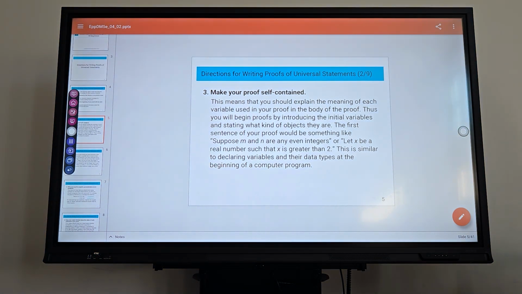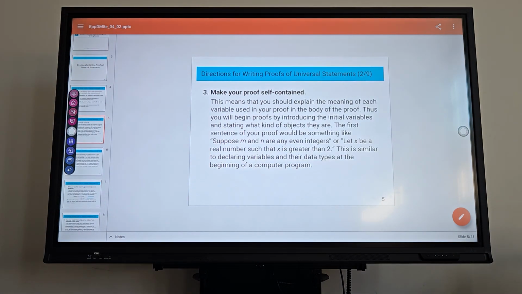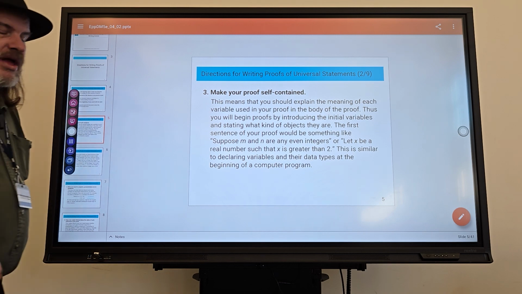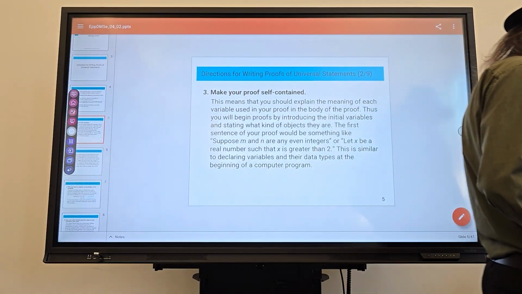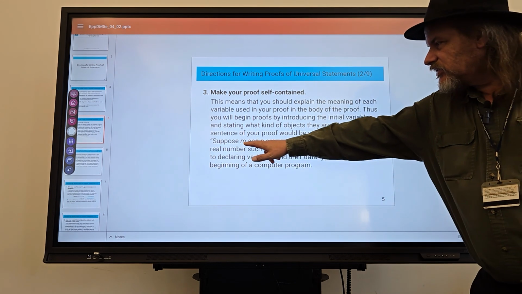Make the proof self-contained. That means if you're going to be using a variable, you should declare it. It's kind of like in a computer program, at least in C++ and most other languages, you have to declare your variables before you use them. You need to declare what the variable is, and what they are.